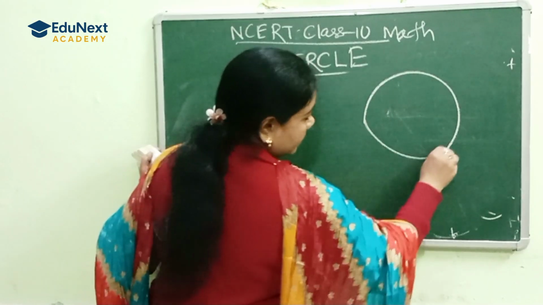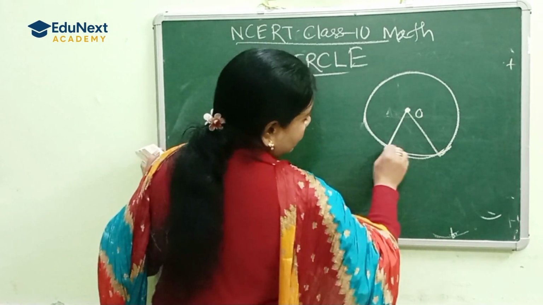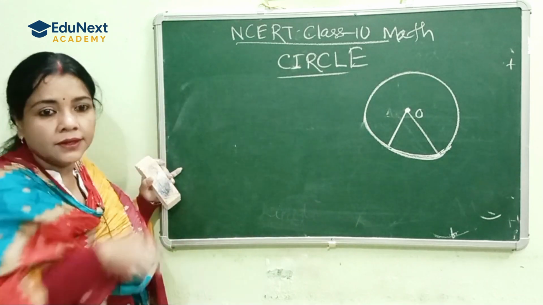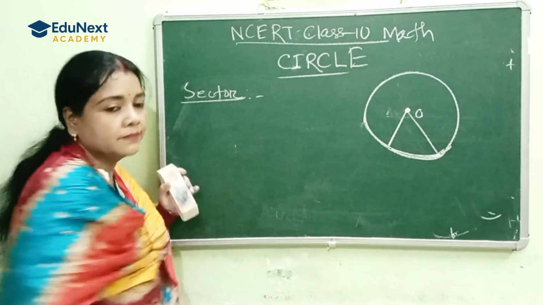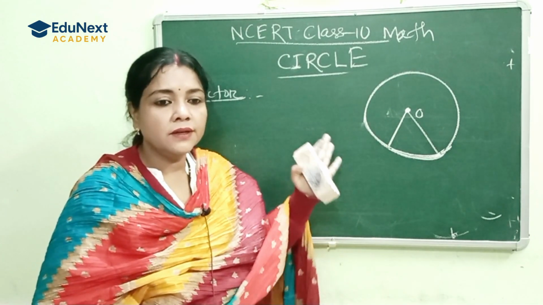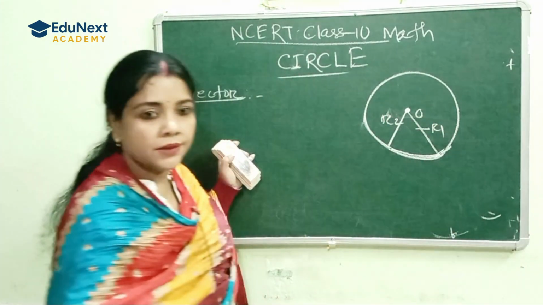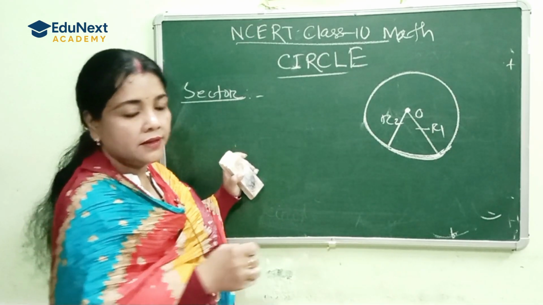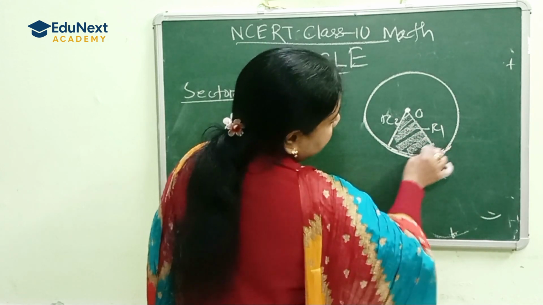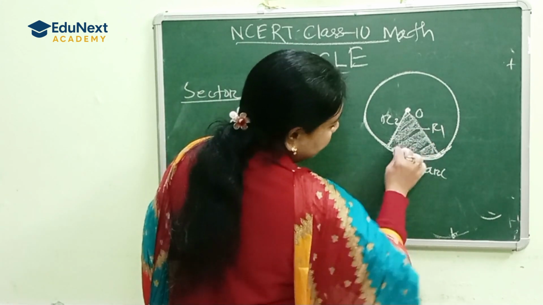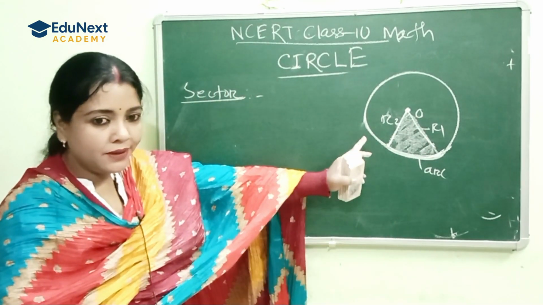If I draw a circle here, take center O and arc. So sector, how to define? Now the region between the two radii. Here is a radius 1, R1. This is radius R2. This is an arc, and the sector is an area. This whole area between two radii and arc. Now you can remember how easy it is.